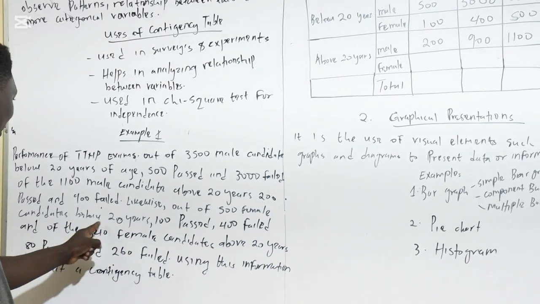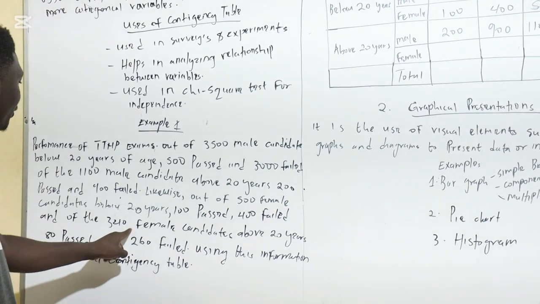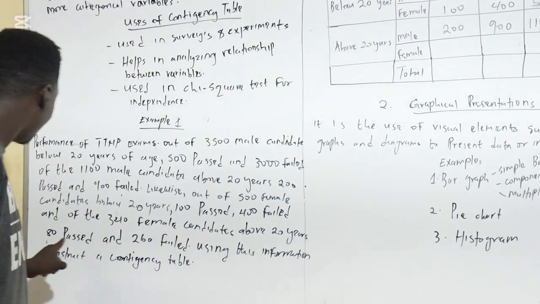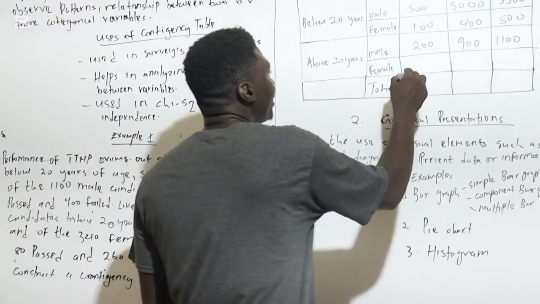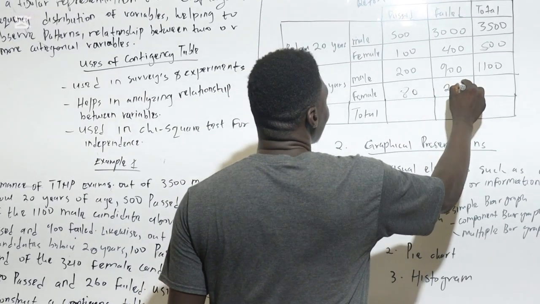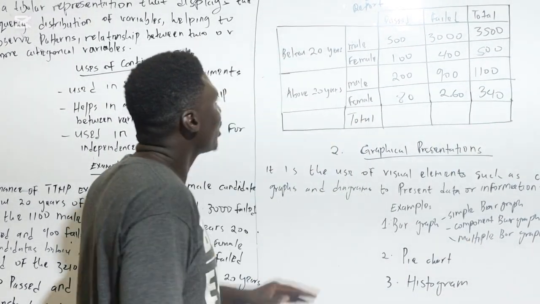And of the 340 female candidates above 20 years of age, 80 passed and 260 failed. That is a total of 340. Now we get the totals.